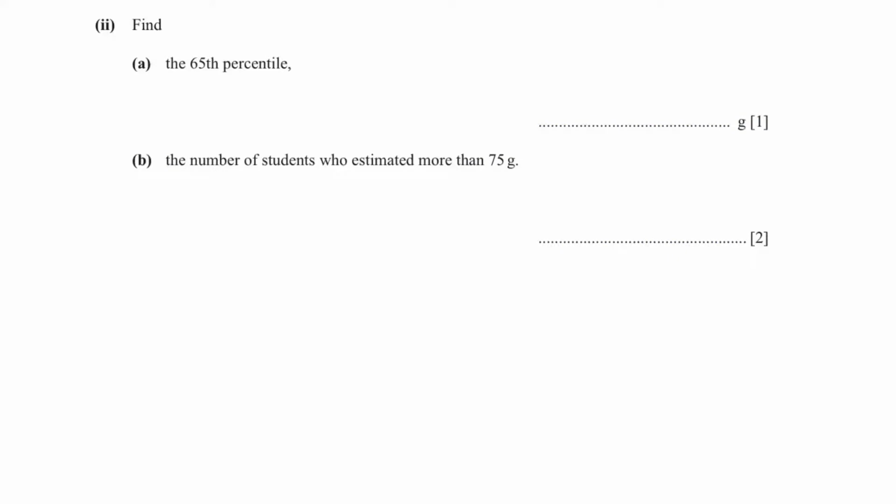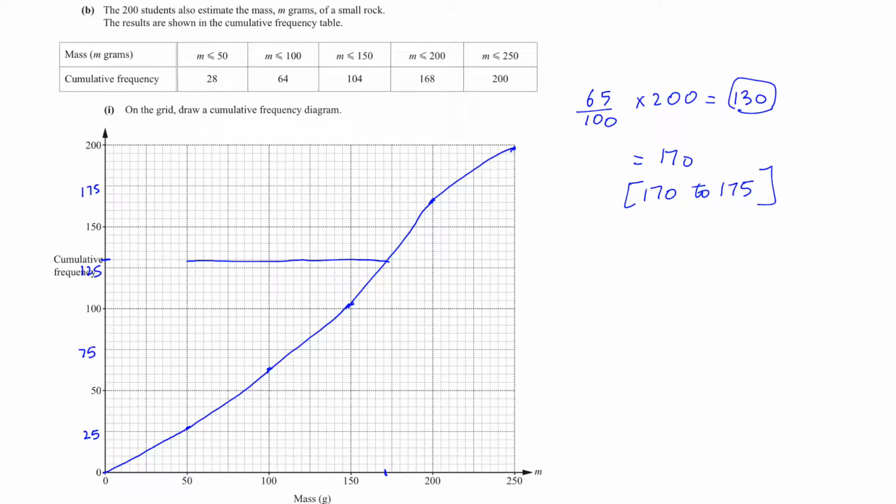Next, the number of students who estimated more than 75 grams. 75 grams is here and the corresponding y value is 45. So 200 minus 45 will give us 155. So that is the answer. And again, you are given a range from 152 to 158.